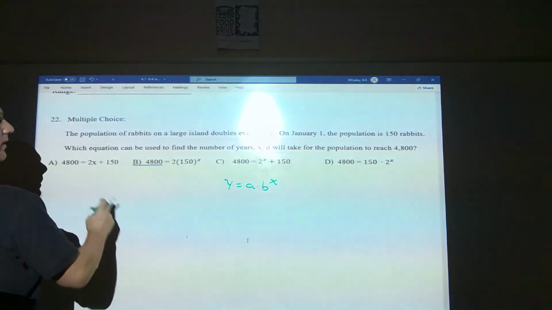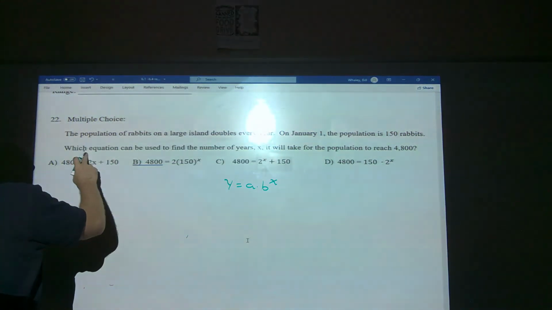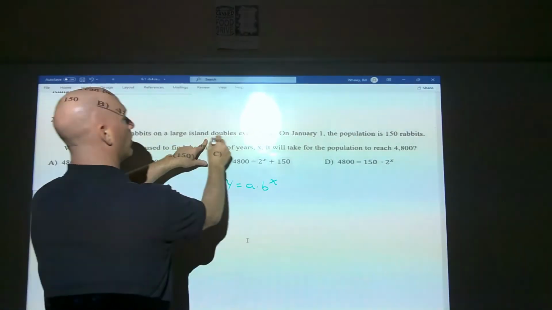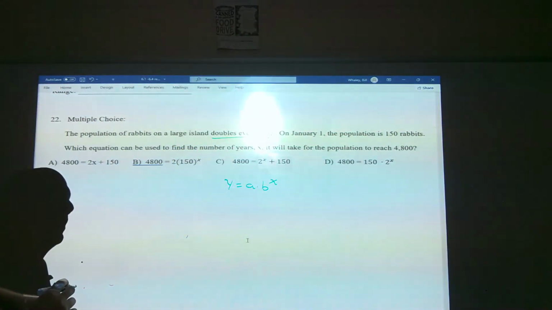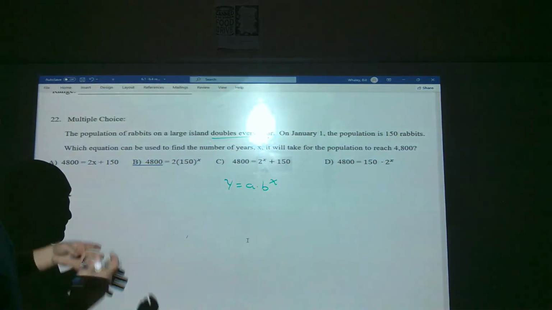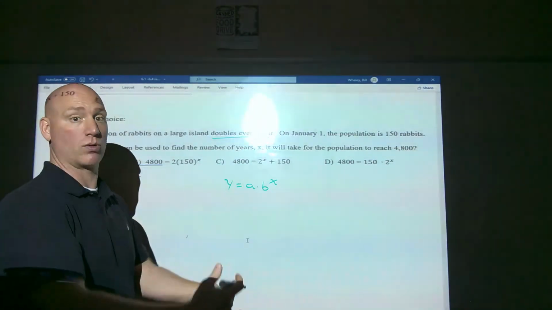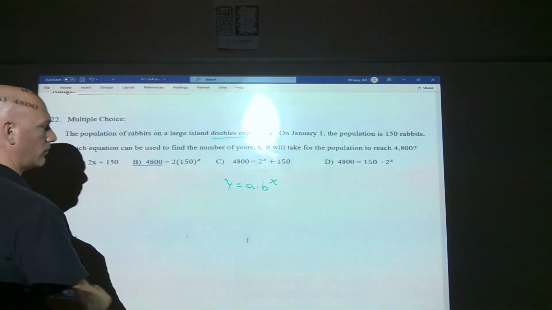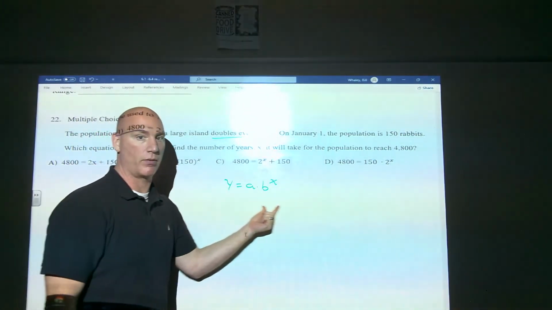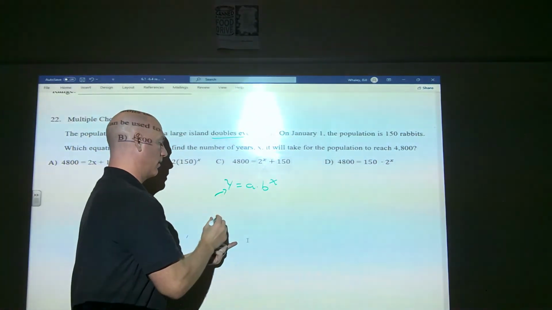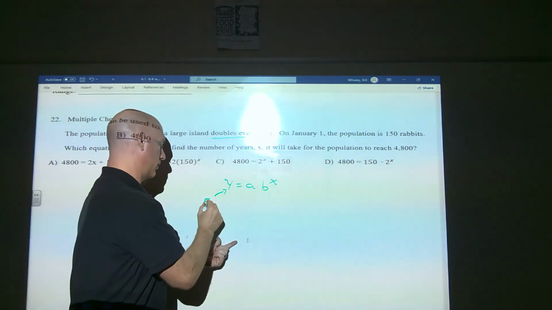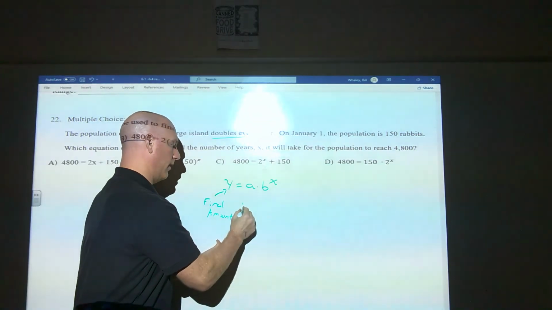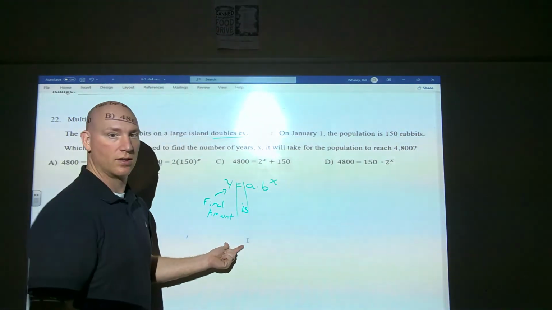I know it's going to look like this because it's telling me it doubles every year, okay? So if it's doubling every year, it's telling me I'm going to have exponential growth. Every year it doubles and then doubles and then doubles. So we have to remember what this formula represents. Y, the final amount, is, which is the equals.